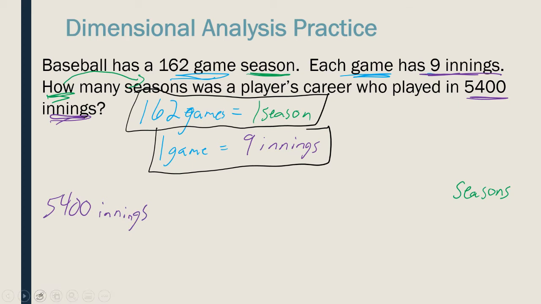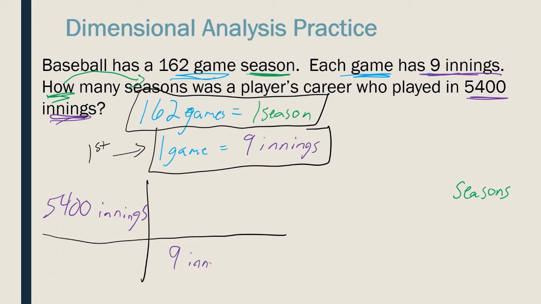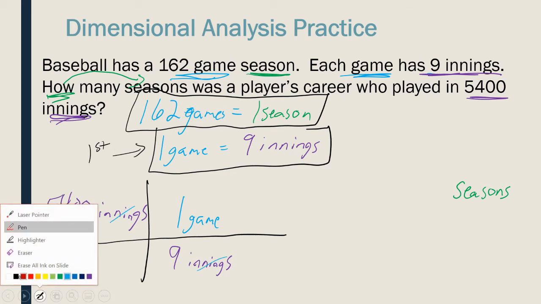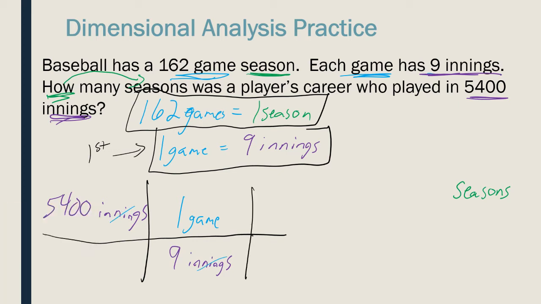All right. So we've got to get rid of this purple innings. The only one of our two dominoes that has innings is this one, so we're going to use this one first. We're going to put those innings in the denominator, the 9 innings, and that means we're going to have one game in the numerator because they go together. That's going to cancel our innings. It's not going to get us to seasons yet, but at least we got rid of innings.